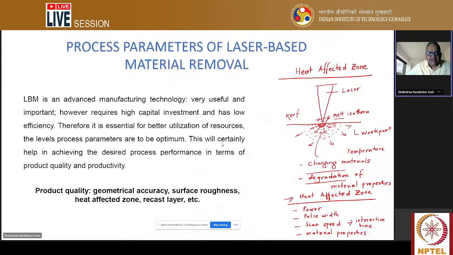Various process parameters, my friends, those who want to work in research or pursue research about laser-based manufacturing processes, since laser-based manufacturing is very expensive, people are saying, because of the low efficiency of lasers. So here it is very essential to have an optimal level of process parameters. And for that purpose, it is very essential to understand the parameters, how they are behaving, how they are interacting, and how they influence the performance parameters.